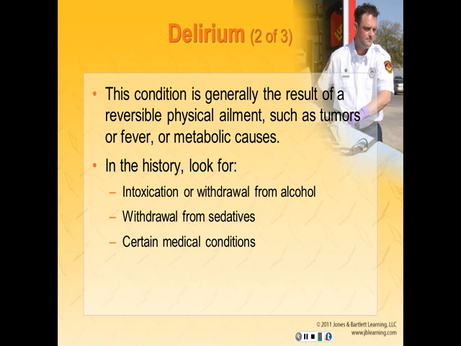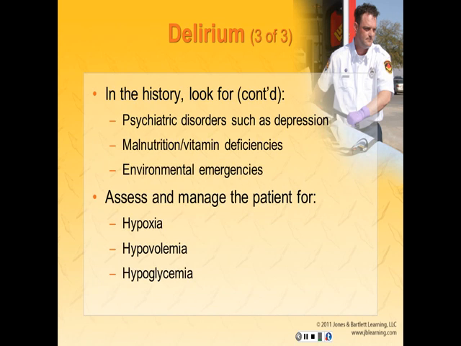Other important things to look for in the history are intoxication or withdrawals from alcohol, sedative withdrawal, and medical conditions such as UTIs, bowel obstructions, dehydration, fever, cardiovascular disease, and hyper or hypoglycemia. Other conditions that you may need to look for in the history include psychiatric disorders such as depression, malnutrition and vitamin deficiencies, and environmental emergencies.